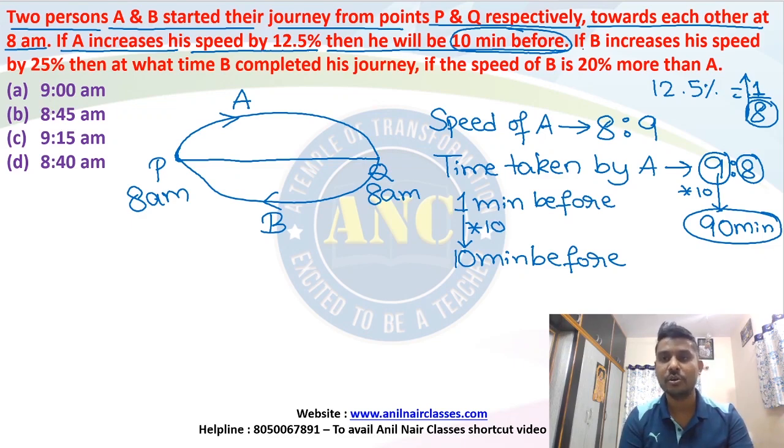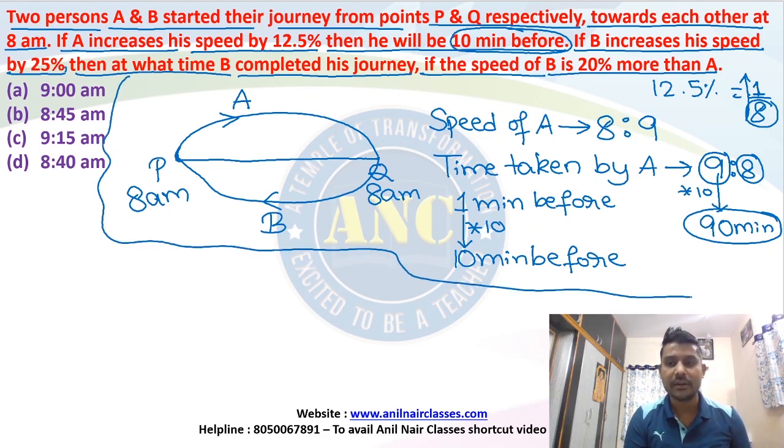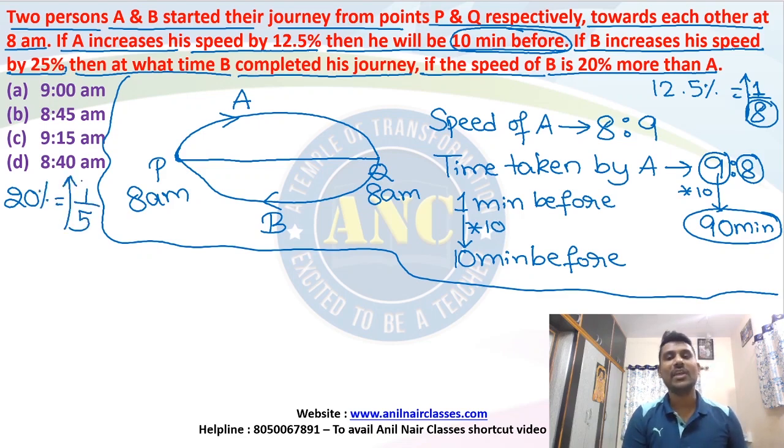Now the question also says, if B increases his speed by 25%, then at what time B completed his journey if the speed of B is 20% more than A. Now the question is also saying another parameter or another twist it is given here. Speed of B is 20% more than A. 20% is 1 by 5. More is nothing but increase.